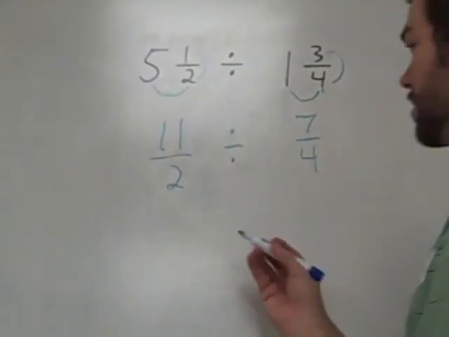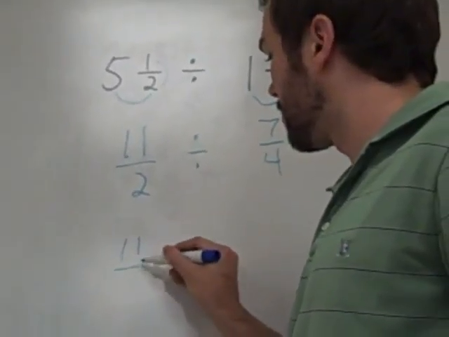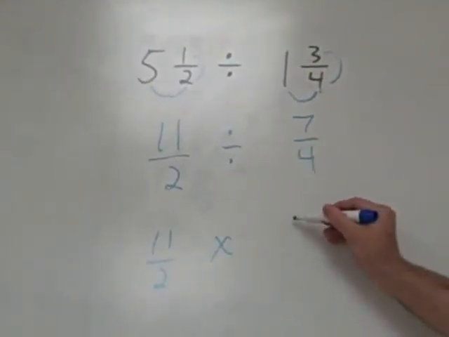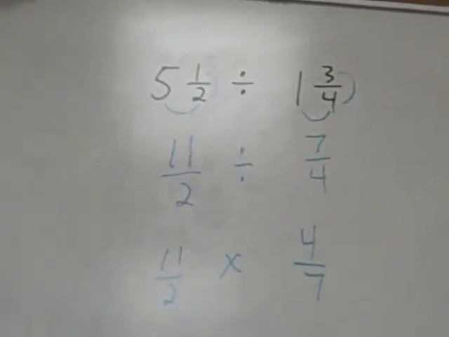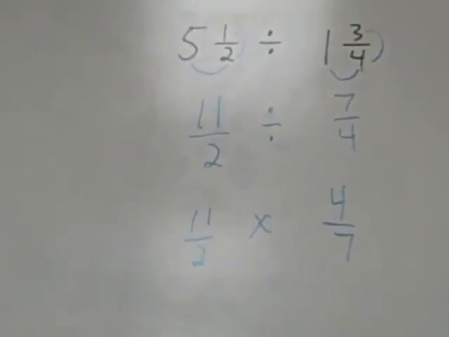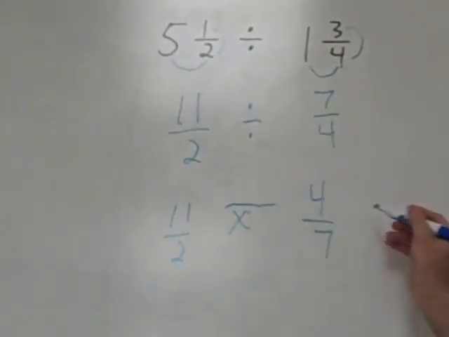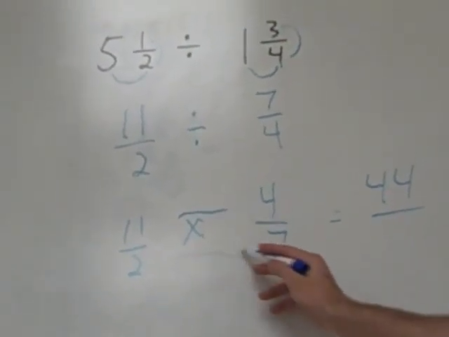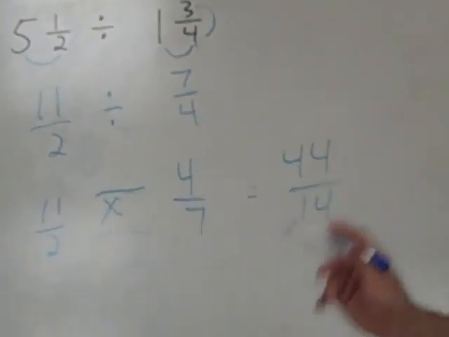Now what? Bring down the first one, right? Keep it. Switch it. Flip it. Good job. So now what? Just go across, huh? 11 times 4? 44 over 14. Am I done?